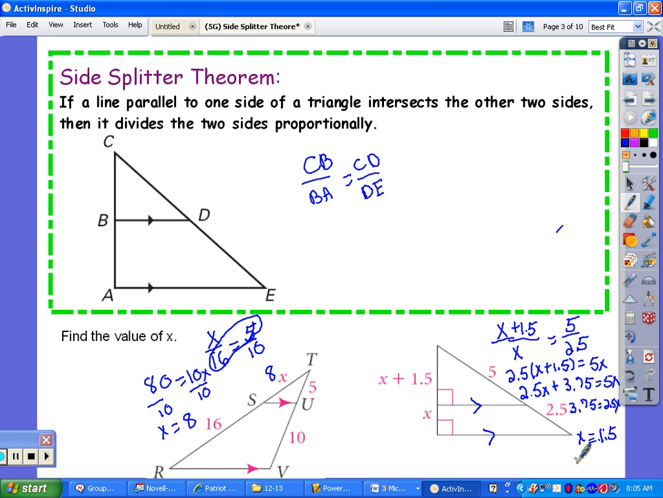Okay, so we have x equals 1.5. And again, we could check it. If we plug 1.5 into here, we would get 3, and then x would be 1.5. And then if we check 3 divided by 1.5 is 2, and 5 divided by 2.5 is also 2. So the ratio of both sides is equal and the sides are proportional.